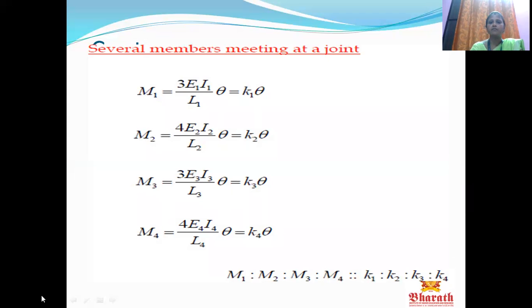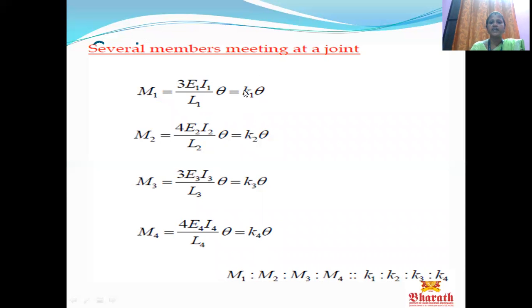Next is several members meeting at a point. Coming to the several members, what are the members in the structure? That is member 1, member 2, member 3, member 4. If you come to member 1, what is the formula we got for the first diagram? That is 3EI1 by L1 into theta.